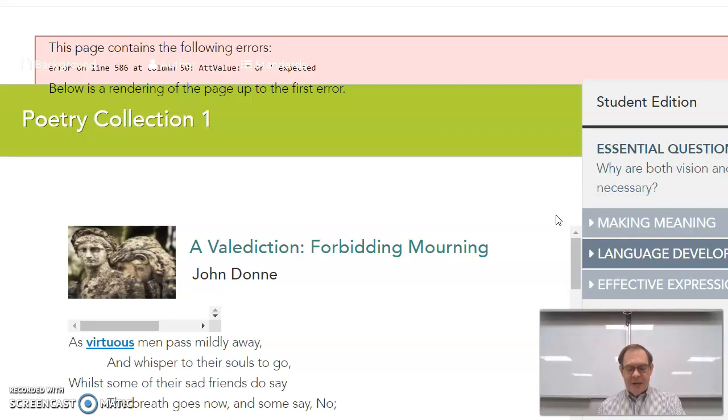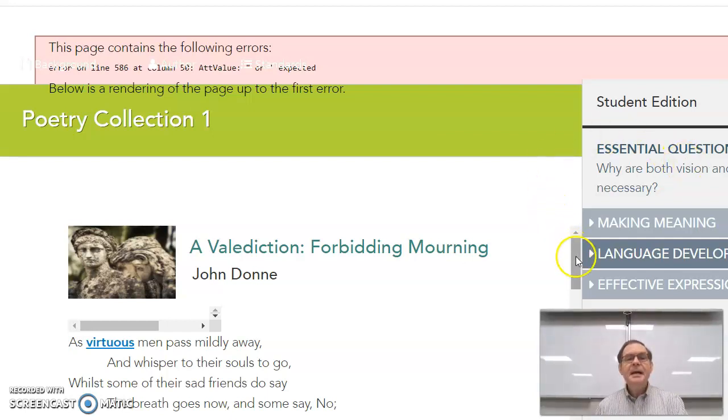Dull sublunary lovers love, whose souly sense cannot admit absence, because it doth remove those things which elemented it. But we by a love so much refined, that ourselves know not what it is, enter assured of the mind, careless, eyes, lips, and hands to miss.